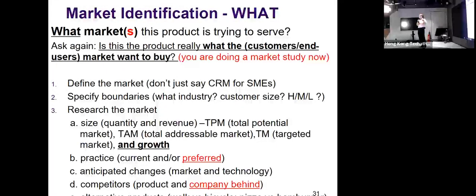And then what about the growth of this market? Now the practice, the current practice and the preferred practice. Now, when people talk about the practice, they always talk about the current practice. But let's think outside of the box. The preferred practice.